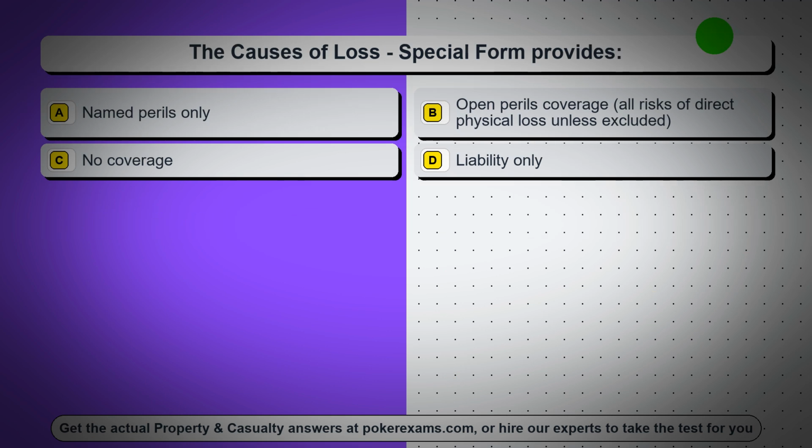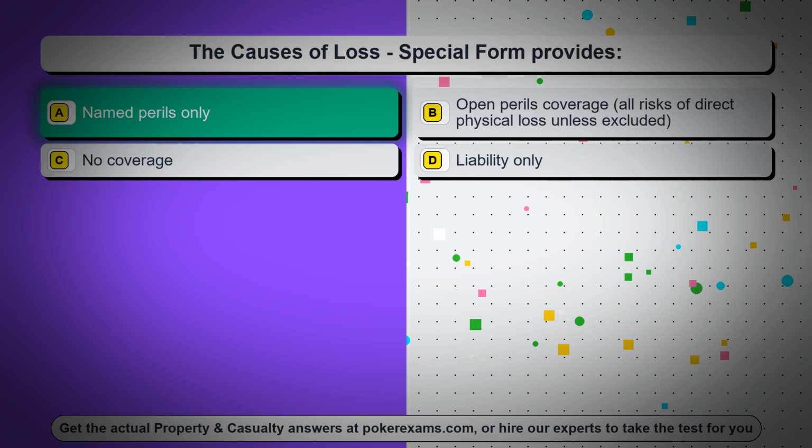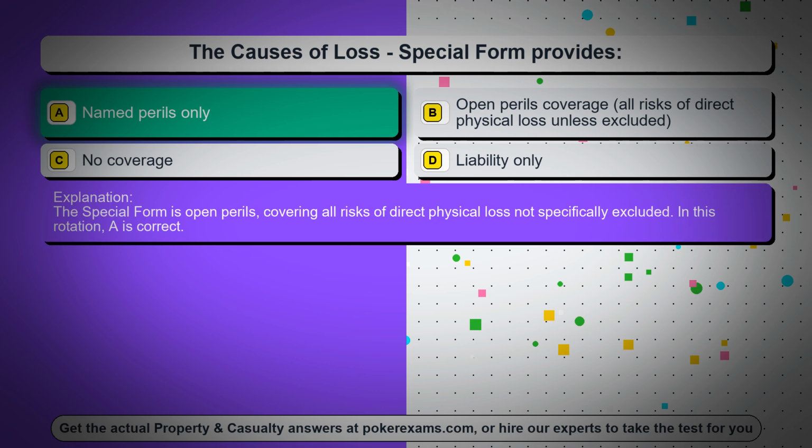Question 59. The causes of loss special form provides, option A, named perils only, option B, open perils coverage, all risks of direct physical loss unless excluded, option C, no coverage, option D, liability only. The correct answer is option A, named perils only. The special form is open perils, covering all risks of direct physical loss not specifically excluded. In this rotation, A is correct.